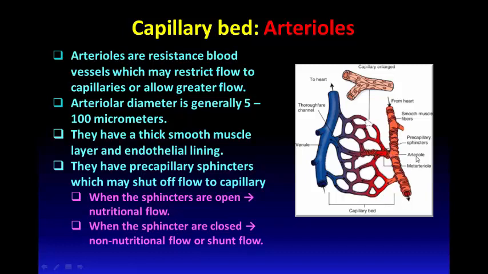They have precapillary sphincters. So this is a precapillary sphincter. Here we have another precapillary sphincter. And these precapillary sphincters may shut off flow of blood to the capillaries. Hence, when the precapillary sphincters are open, nutritional blood flow occurs through the capillaries, and when the precapillary sphincters are closed, non-nutritional flow or shunt flow occurs because blood would bypass the capillaries and reach the venules.